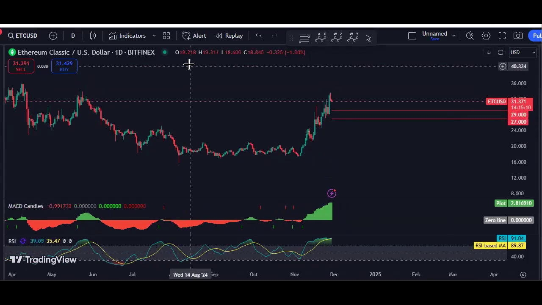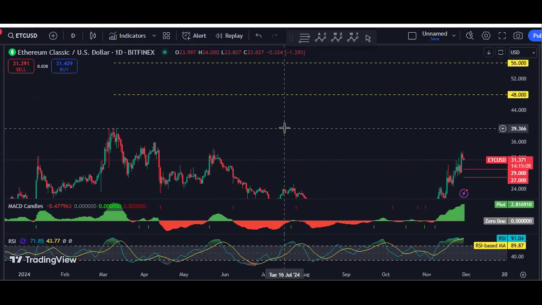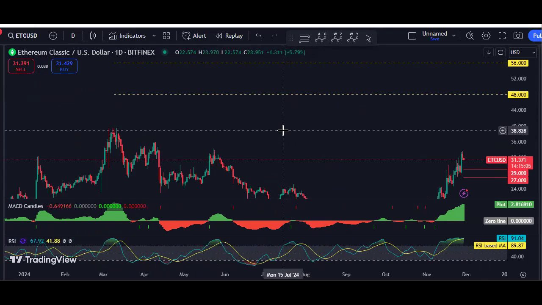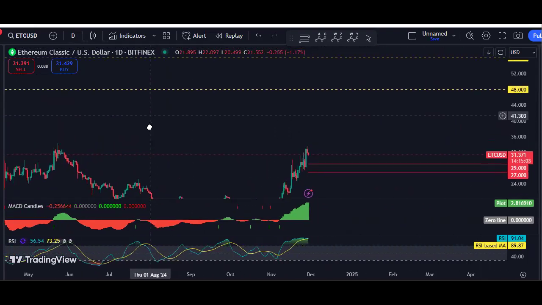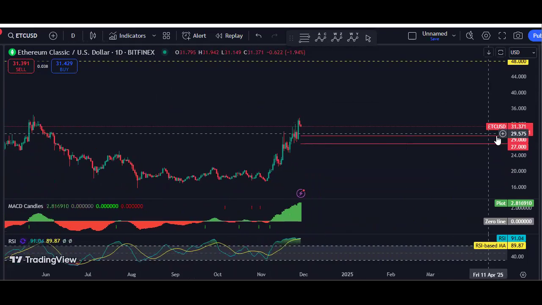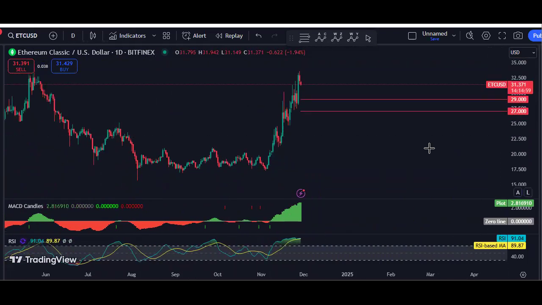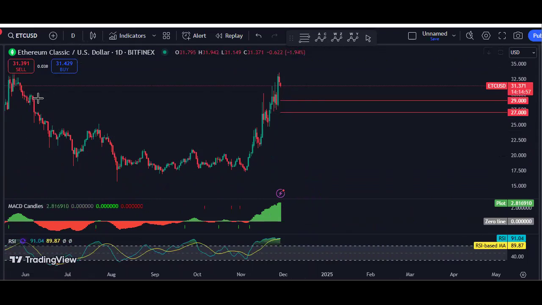And based on the daily chart, again, we have to see the breakout of the previous top. That means if the price could break the previous top, then we can look for 48 and 56 as the short term take profit targets. And if this one turns into a deeper correction, how deep it can go, we can look for 29 and 27. That means if the price couldn't continue and it starts to drop, this is the support we have to look for.